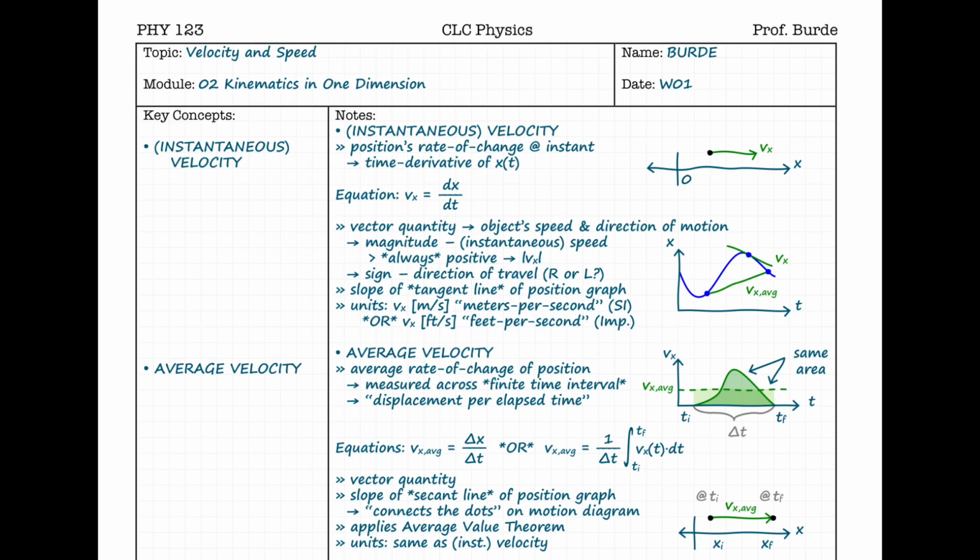And the way that we describe how fast the object is traveling is through the velocity. The velocity is measuring the object's position's rate of change at a fixed instant. A rate of change at an instant is a time derivative. So our instantaneous velocity is the time derivative of the position. It's telling us how fast that object is going and in what direction at a certain instant of time when the object is at a certain position.